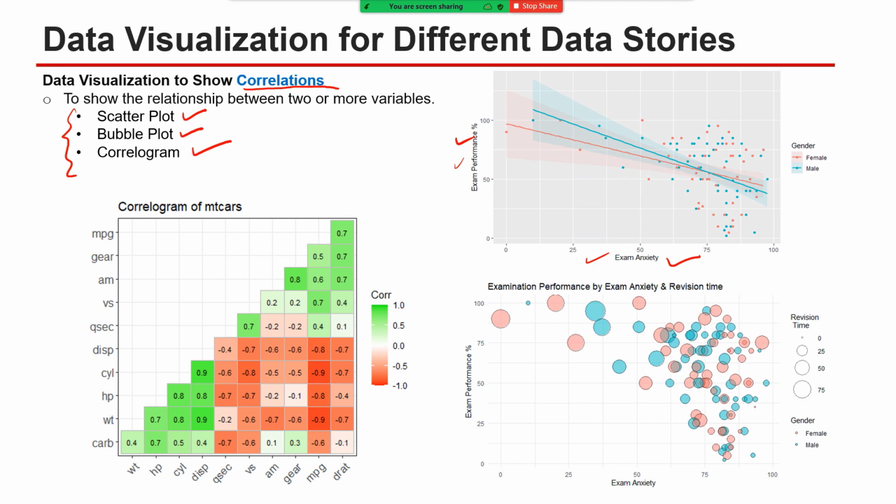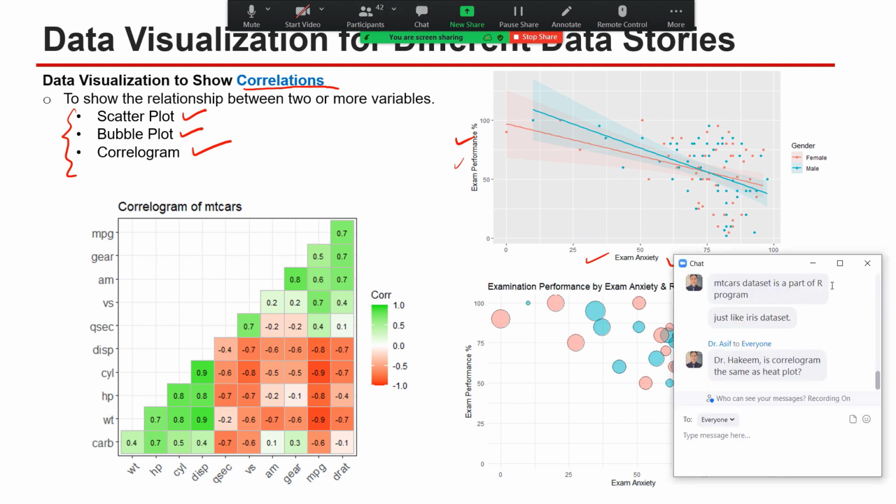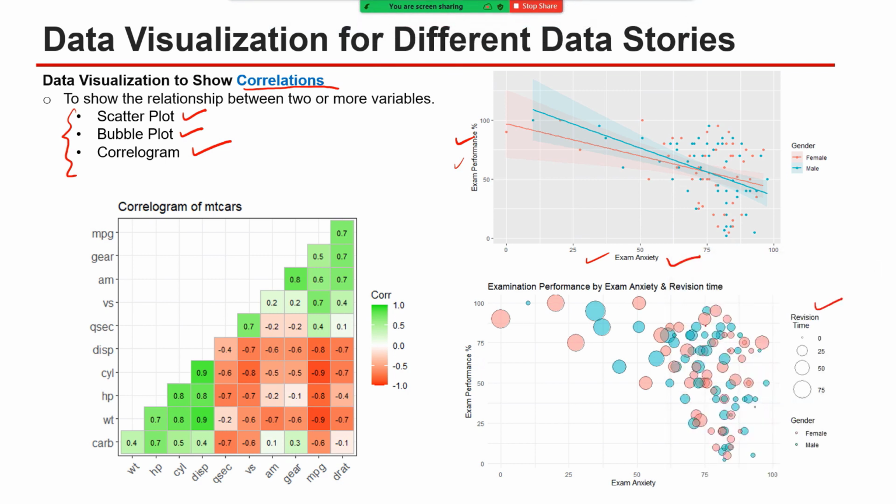Against the same data set, we have exam anxiety on the x-axis, on the y-axis we have exam performance, and the third variable I am considering is the revision time. So we know from the scatter plot that as the exam anxiety increases, the exam performance decreases, which means they have a negative relationship. But we can also see that if the revision time increases, the exam performance increases, as well as the anxiety level decreases.